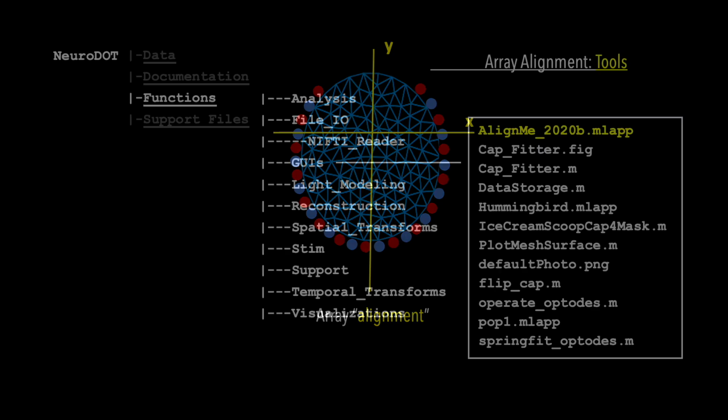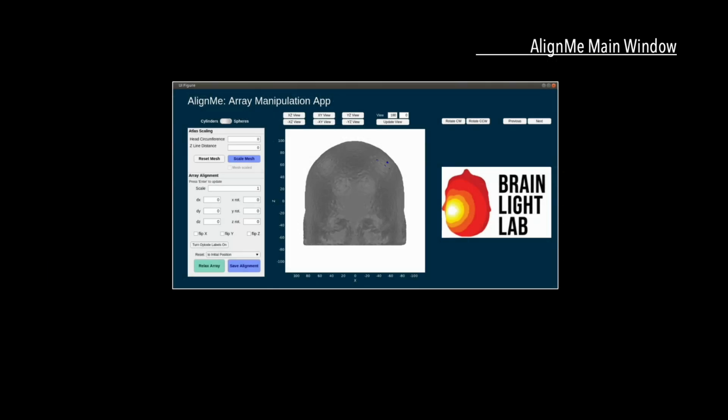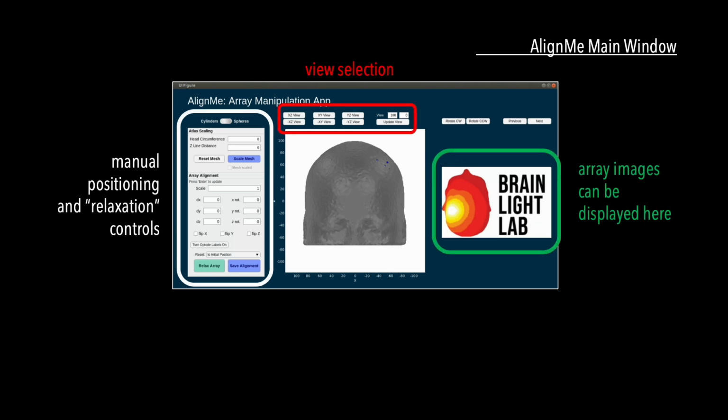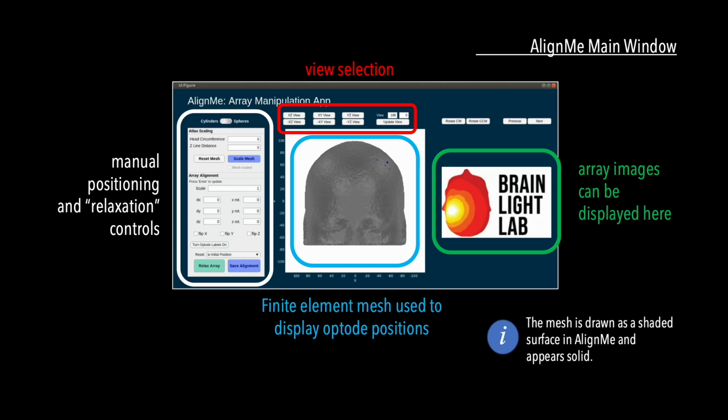To this end, NeuroDOT provides the Alignme application. The main window of the app is shown here. Alignme provides controls for adjusting the array position, view selection, and loading images taken during the experiment that document array placement. In the center display, the array is superimposed on a finite element mesh of the head, which is used to guide alignment. Detailed usage is described in several PowerPoint tutorials included with NeuroDOT. We will introduce these later in the video.